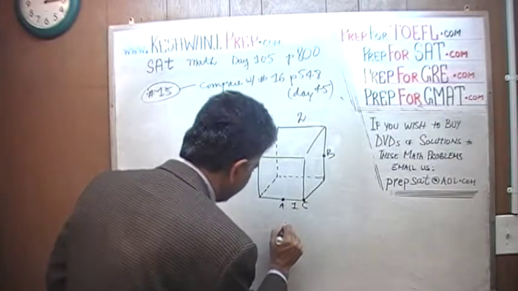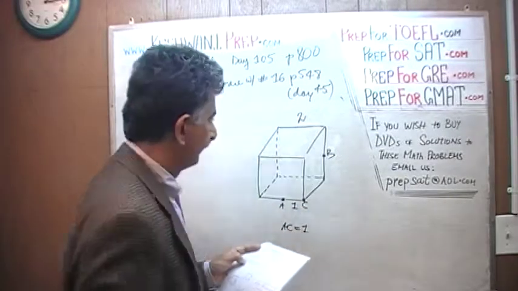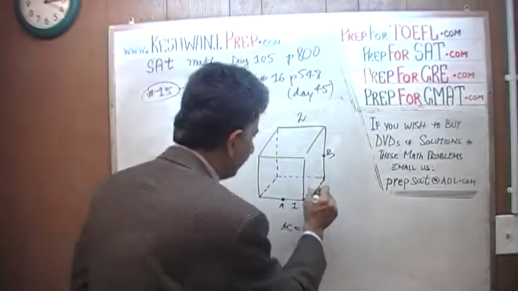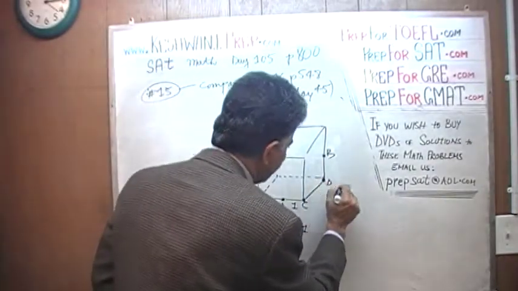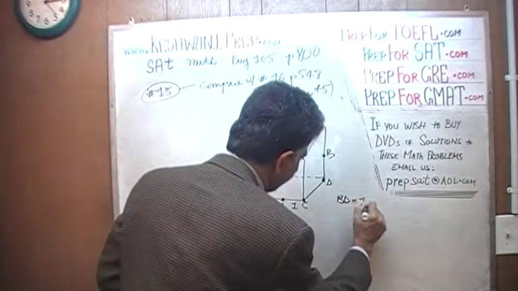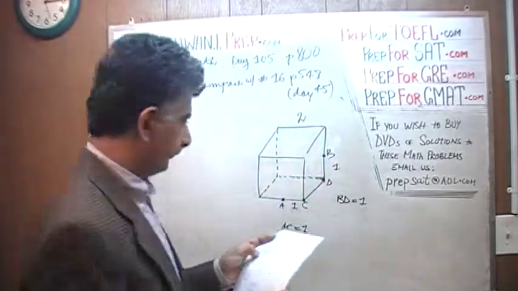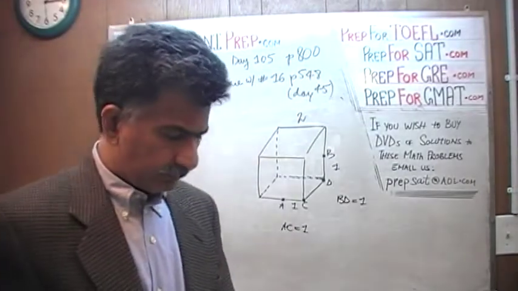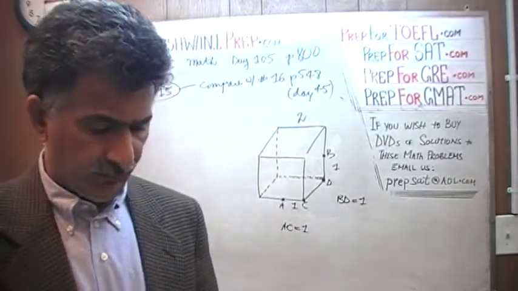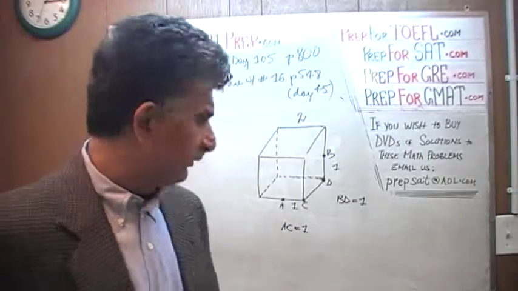From A to C is 1. And similarly, let's call this point D. B to D is also 1. Question is, what's the length of AB? Now listen very carefully. It is a tricky question.